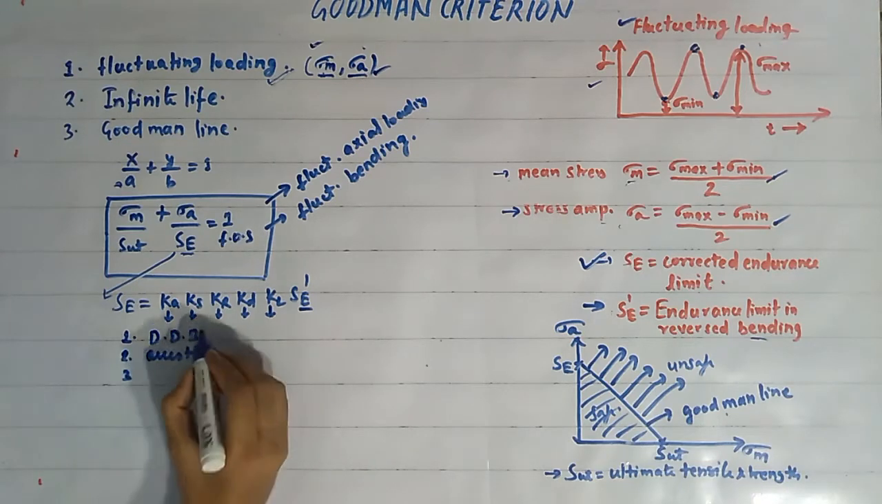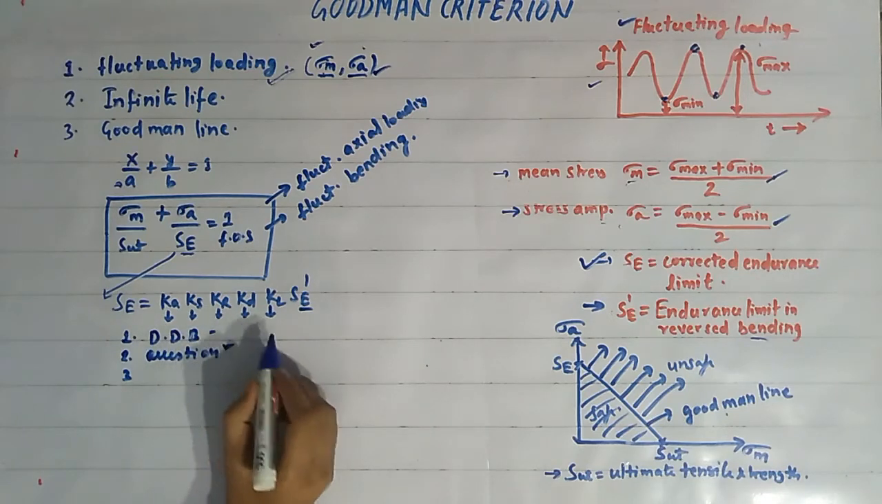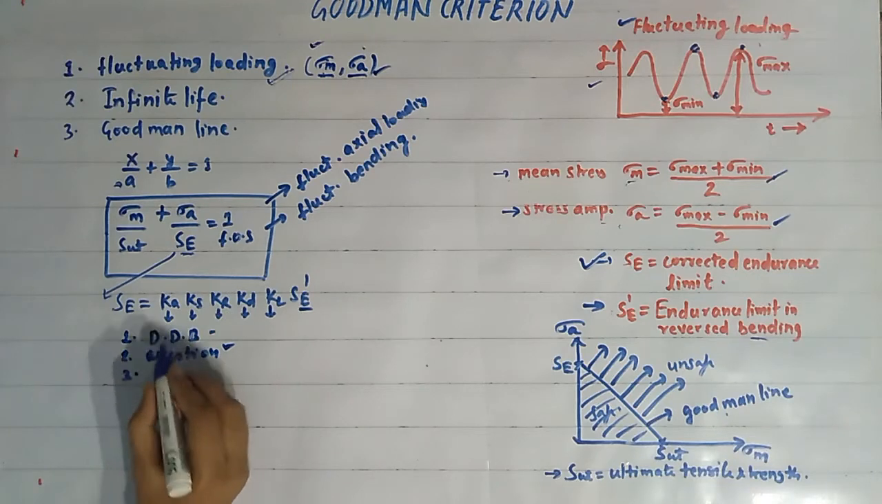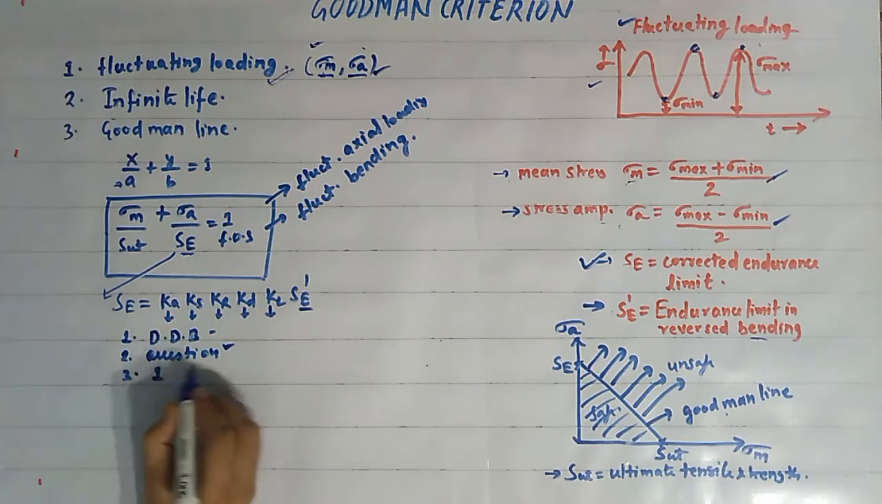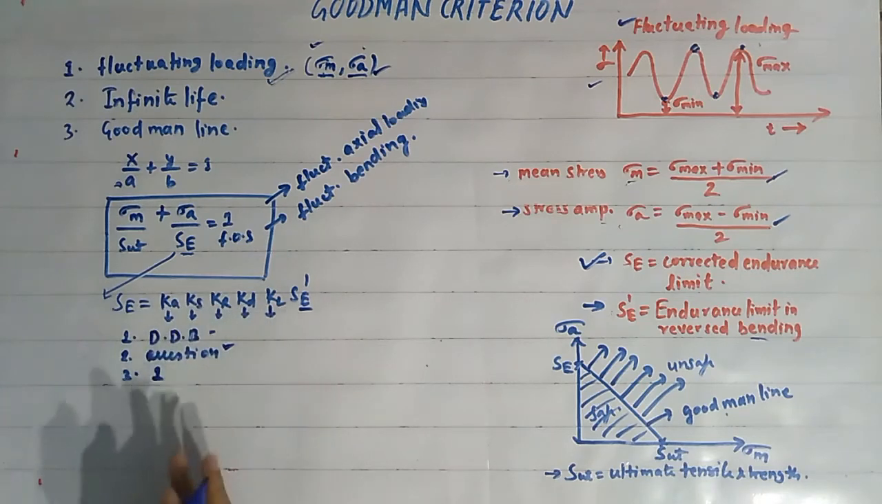And if these two cases are not there, that we do not have a data book and the question does not provide the value of these factors, then we can take the value of all these factors as unity, that is all the factors Ka, Ks, Kr, Kd, Kl can be assumed to be unity.